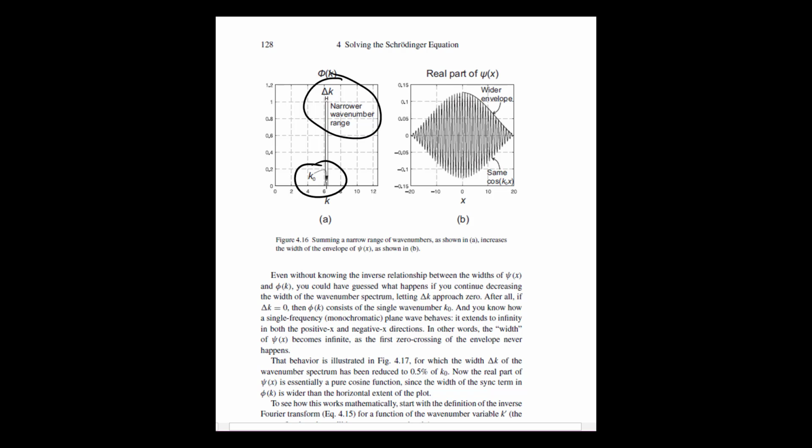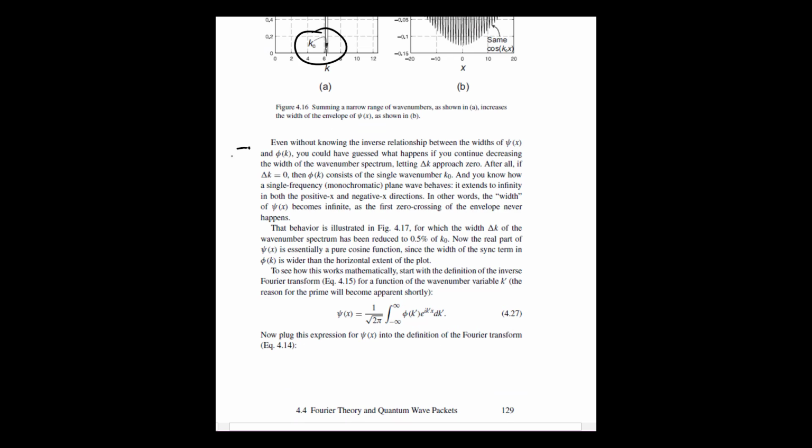Look at what happened to our sine x over x. In the region of graph I've shown here, we barely get to that first 0 crossing. That's our sinc term now. So as it says here, even without having a precise relationship between the width of psi of x and phi of k, you could have figured that this was going to happen, because if delta k equals 0, that is, if you just take a single wave number, k0, don't let it have any width in the wave number domain at all, you know what that corresponds to? A single spatial frequency, or monochromatic plane wave. And that extends to infinity in both positive and negative directions.